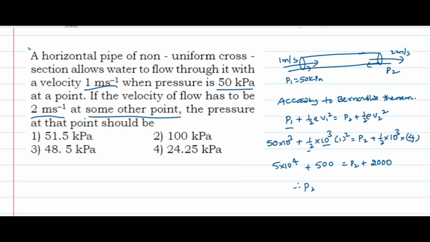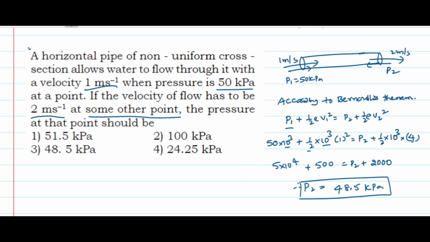So when you simplify the P2 value, the answer will be 48.5 kilopascal. In terms of kilo, you have to bring 10 power 3 out as common in all the terms, so you just bring it to this side, then you will be getting 48.5.